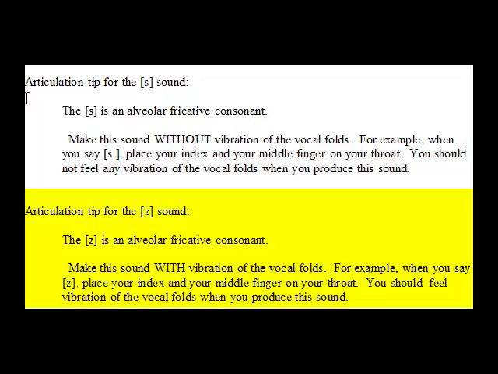Articulation tip for the Z sound. The Z is an alveolar fricative consonant. Make this sound with vibration of the vocal folds. For example, when you say Z, place your index and your middle finger on your throat. You should feel vibration of the vocal folds when you produce this sound.